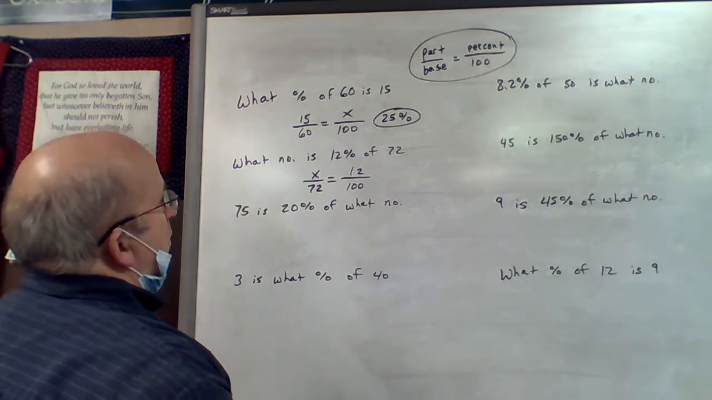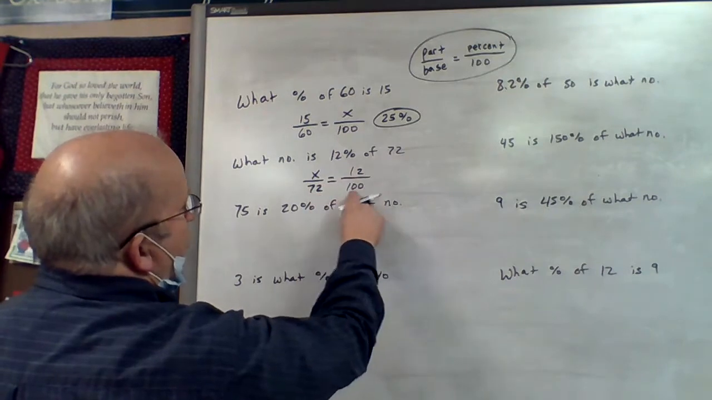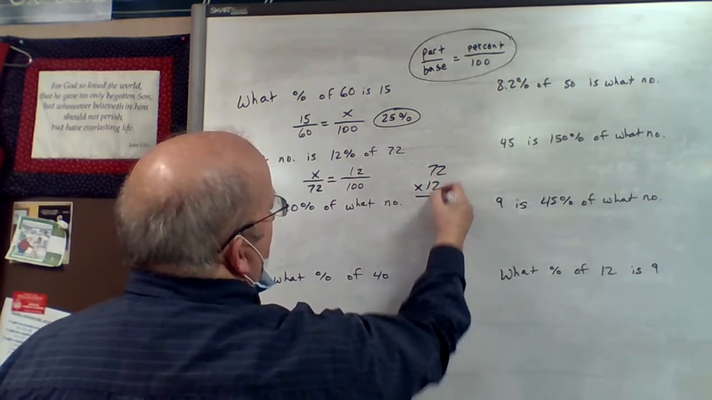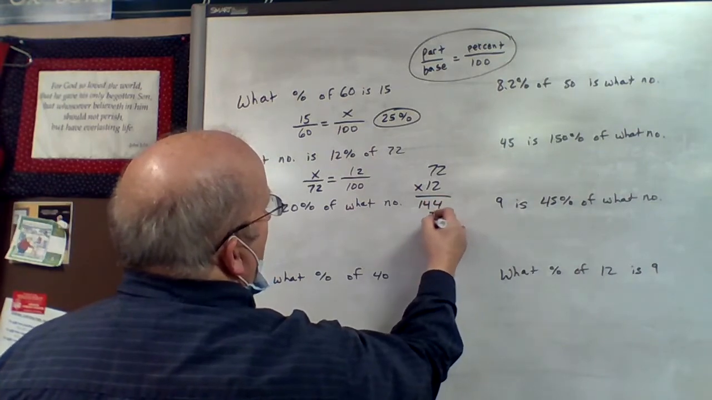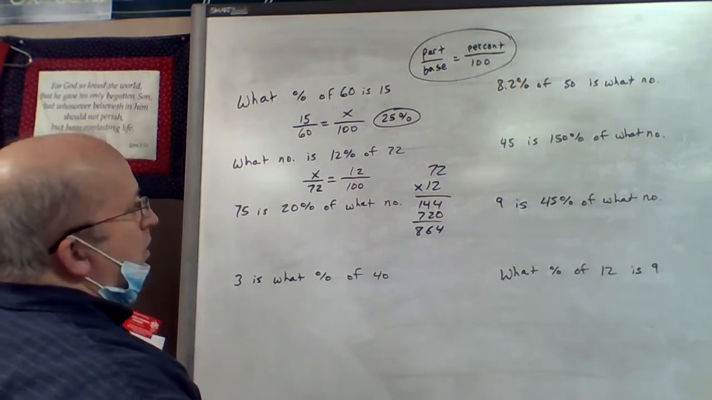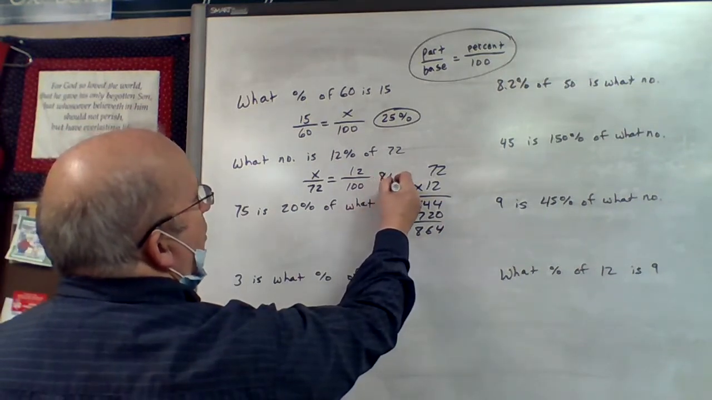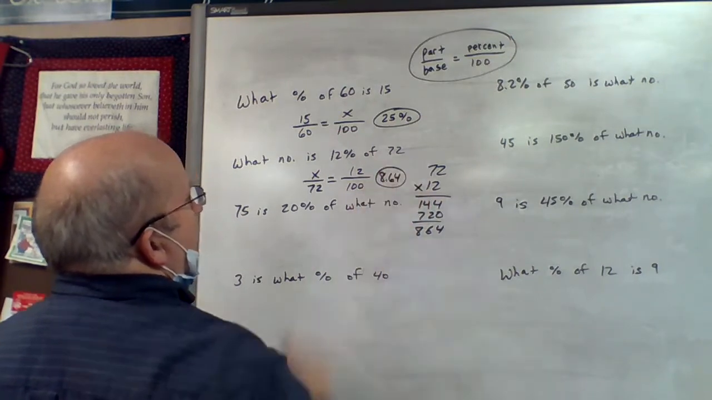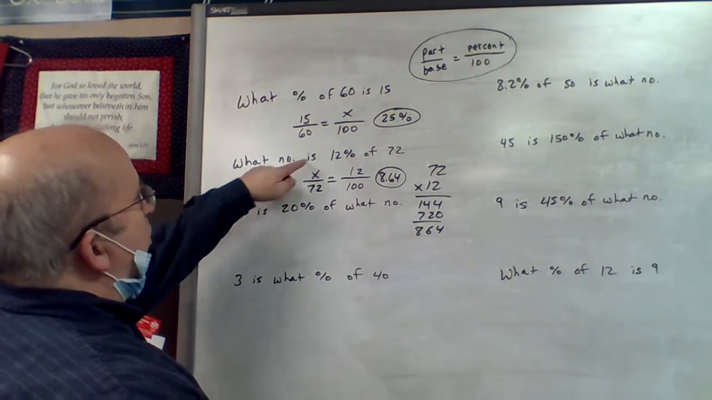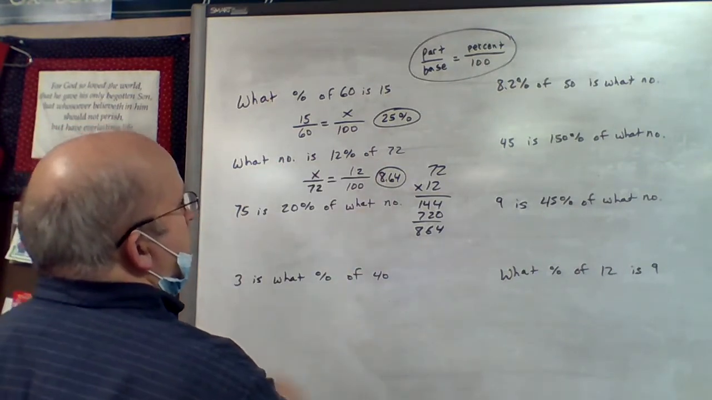Okay. So what do we do with that? Well, we take 12 times 72 and divide by 100. I don't know what 12 times 72 is, so let's work out some math. I get 864. 864 divided by 100 is 8.64. And that's our answer, 8.64. 8.64 is 12% of 72.